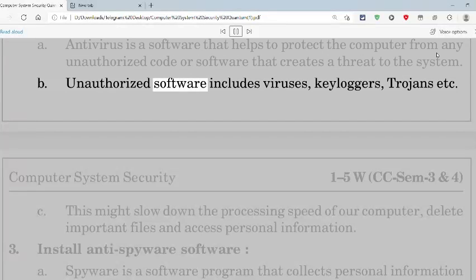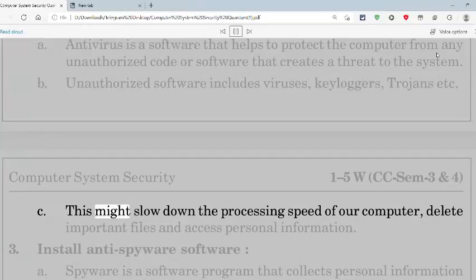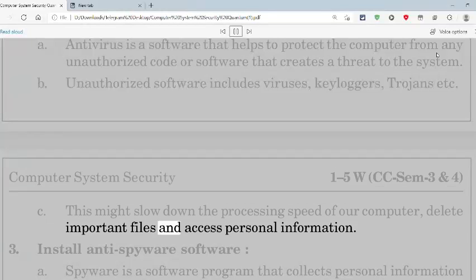B. Unauthorized software includes viruses, keyloggers, trojans, etc. C. This might slow down the processing speed of our computer, delete important files, and access personal information.